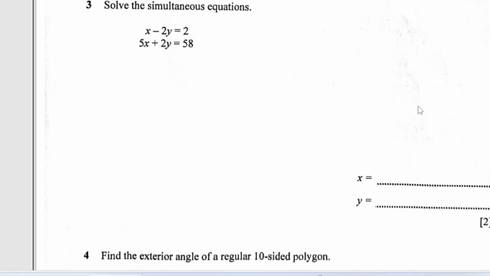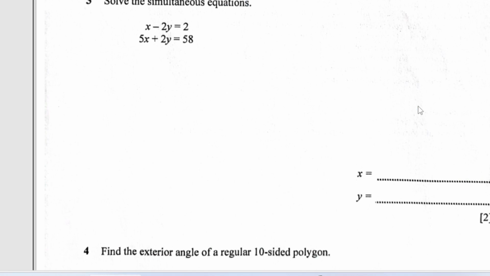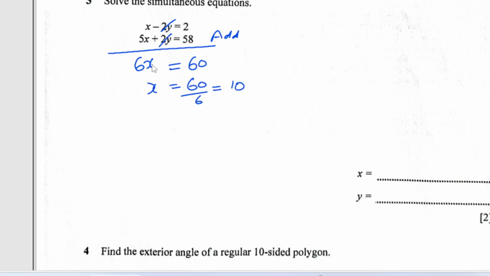Now the next one, solve the simultaneous equation. So we are going to solve this equation. If you see, the coefficient of y and y is the same here, but the difference is the sign is different. So we are going to just add these. While you add this, x plus 5x will become 6x, and this 2y and 2y gets cancelled, equal to 2 plus 58 is 60. So then x is going to be 60 divided by 6, which is 10. So the value of x we got here is 10.